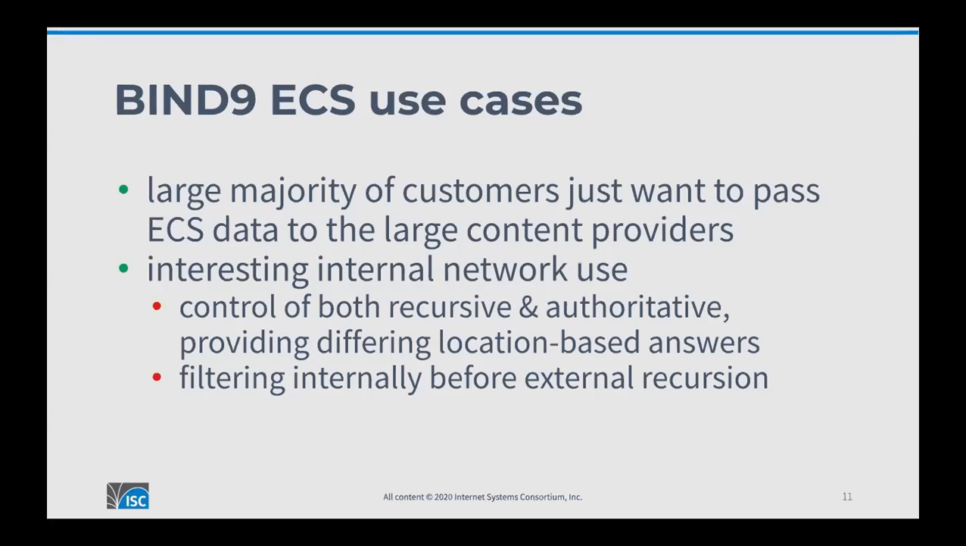Now, it turns out we've run into some interesting internal network cases. We've had situations where a customer has control of both the recursive, internal servers and their authoritative servers internally, and they're using ECS to provide differing answers internal to their network using BIND9 ECS on their recursive side. I don't have visibility on what they're using for the authoritative. Again, we don't have an authoritative implementation for that use right now. And then we've also seen some filtering internally before external recursion is being done.